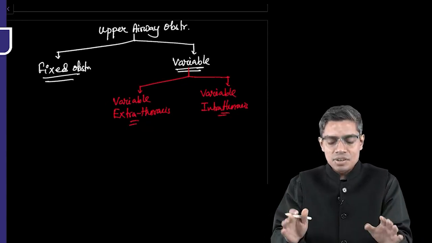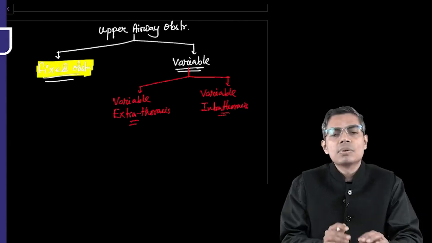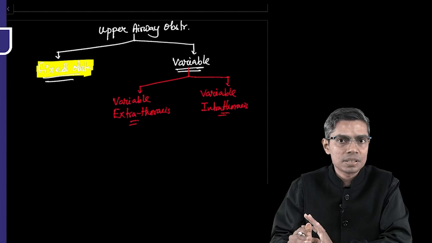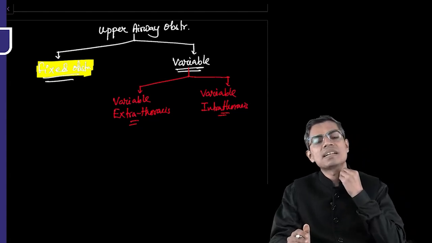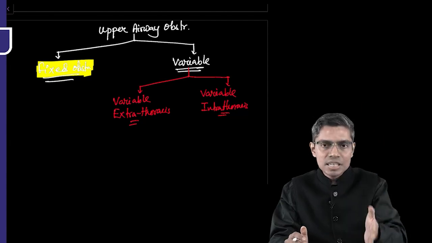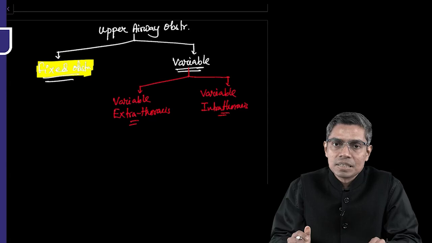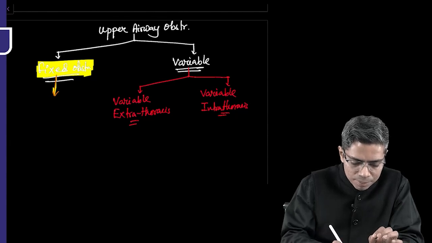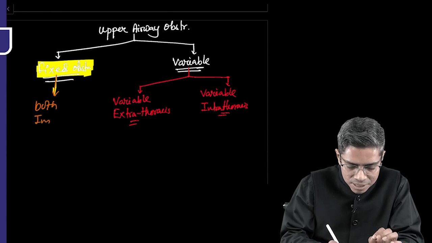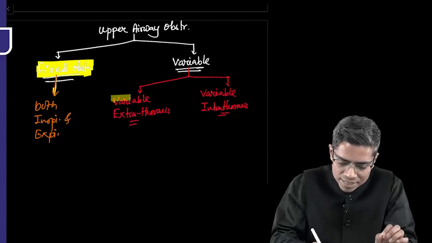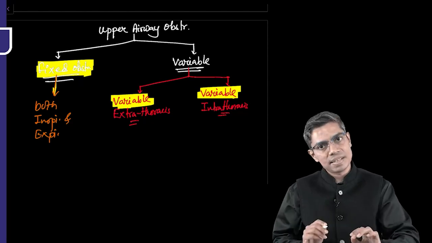Fixed obstruction means this will affect both your inspiratory phase of respiration as well as the expiratory phase. So if an obstruction is here at the level of trachea, suppose there is a stricture of this trachea, suppose there is a tumor which is obstructing your inspiration as well as your expiration, then that is known as fixed. Fixed means both inspiration and expiration are a problem. But variable means either inspiration will be affected or expiration will be affected.